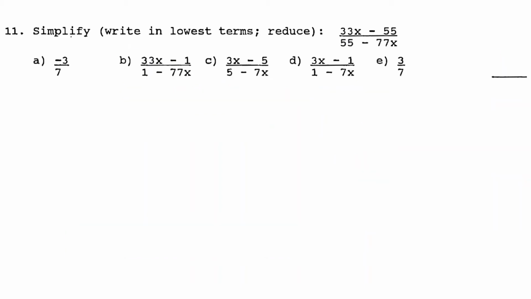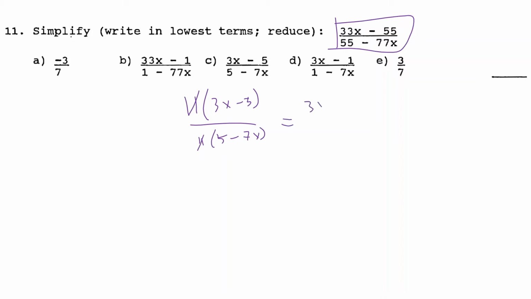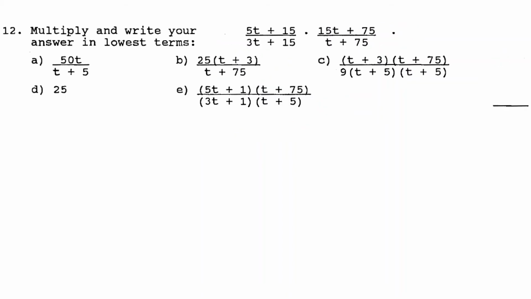B. Simplify. Write in lowest terms to reduce. Simple. The top one is 11 times 3x minus 5. The bottom one is 11 times 5 minus 7x. I can cancel the 11s. So this is 3x minus 5 over 5 minus 7x. Very straightforward. One of the simplest problems on the test.